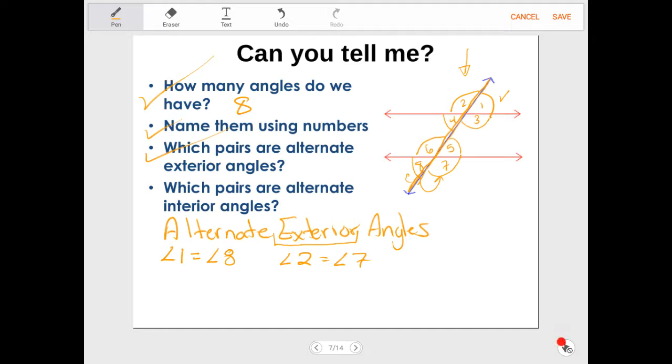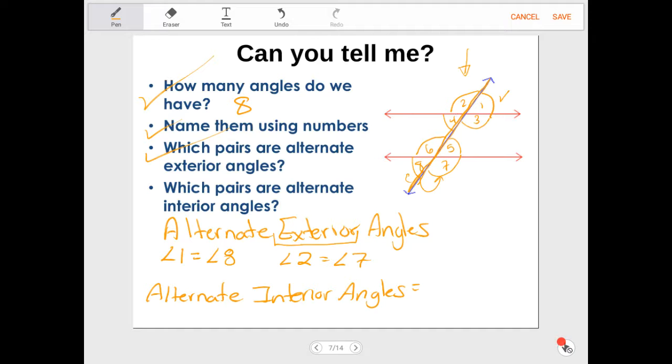So we've done now that dot. Now we have the alternate interior angles, and that's going to be, if you remember the definition here, it said those have to be inside of the parallel lines and on separate sides of the transversal.